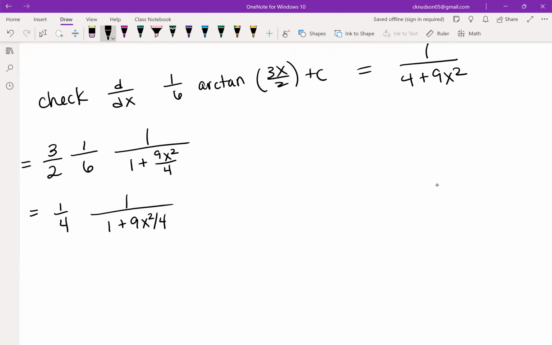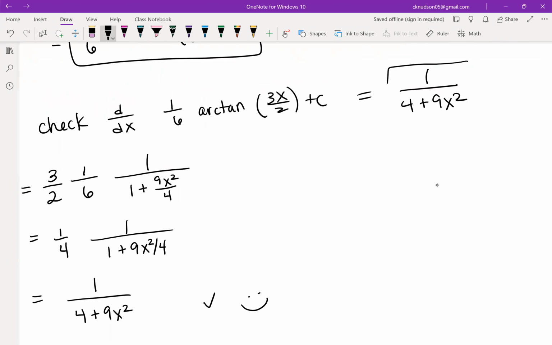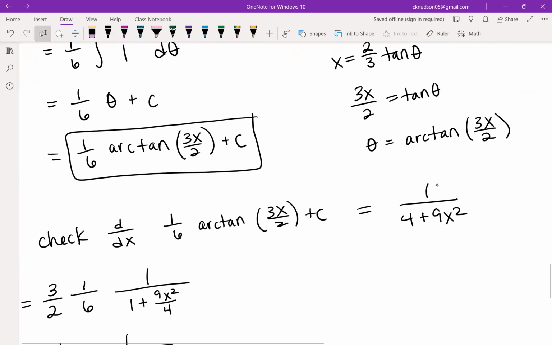Now multiply these two fractions by each other. So we're going to multiply the 4 through. And that'll give us 1 over 4 plus 9x squared. So that checks out. That is exactly what we started with in the beginning. And so our antiderivative, we can be fairly confident, is 1/6 arctan 3x over 2 plus our constant.